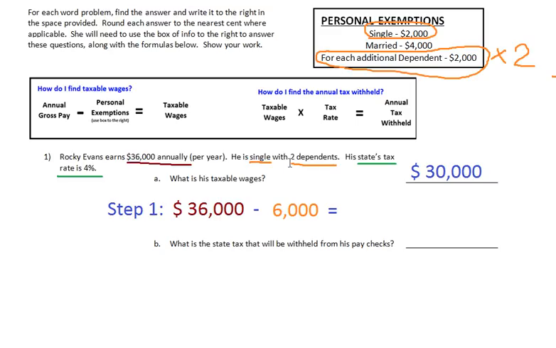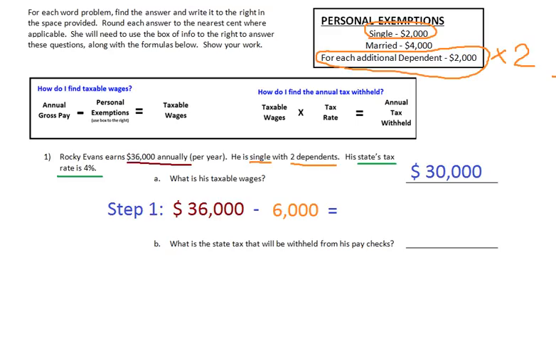Now, let me remind you one more time before we move on. If you have more than one dependent, you are going to have to multiply. Okay? So, let's go on to B.